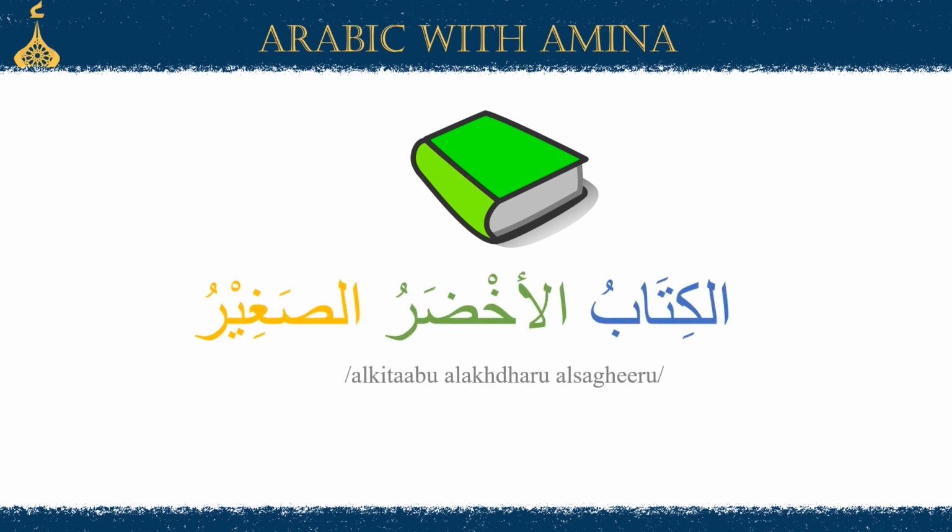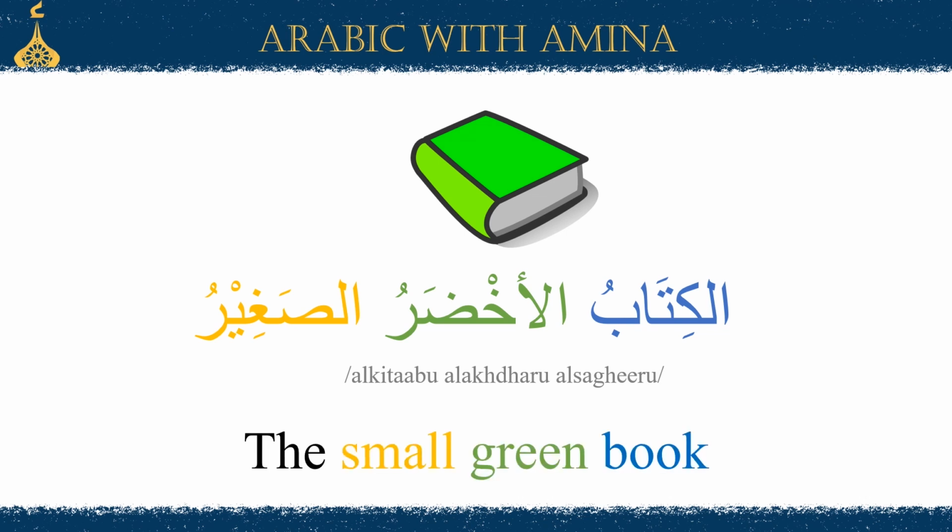And if we were to describe the noun with more than one adjective, the same rules apply to each of the adjectives. For example, we say, the small green book. We would say, الكتاب الأخضر الصغير.